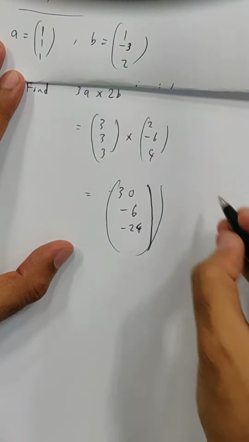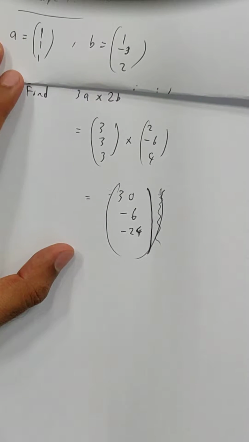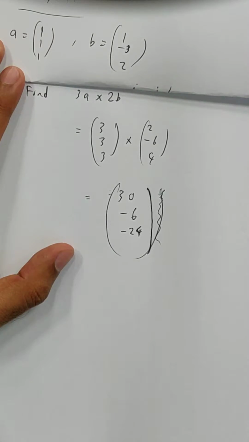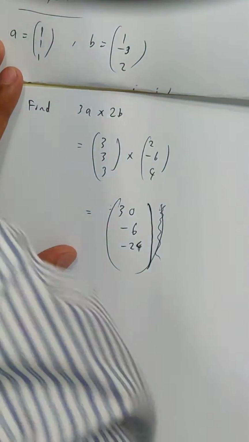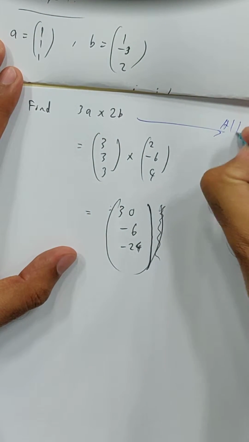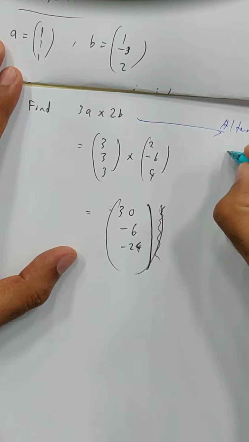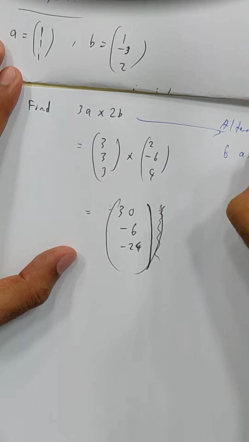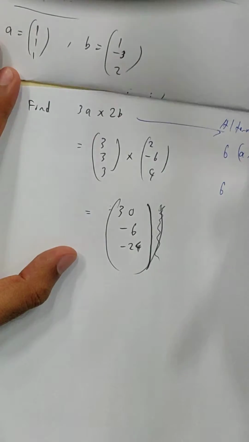How do you calculate it just now? I mean, you do the cross thing just now, right? But actually, there's an alternative way of solving. You can simply factorize the 3A and 2B, so you got yourself 6 A cross B. And from your answer just now, A cross B is what?